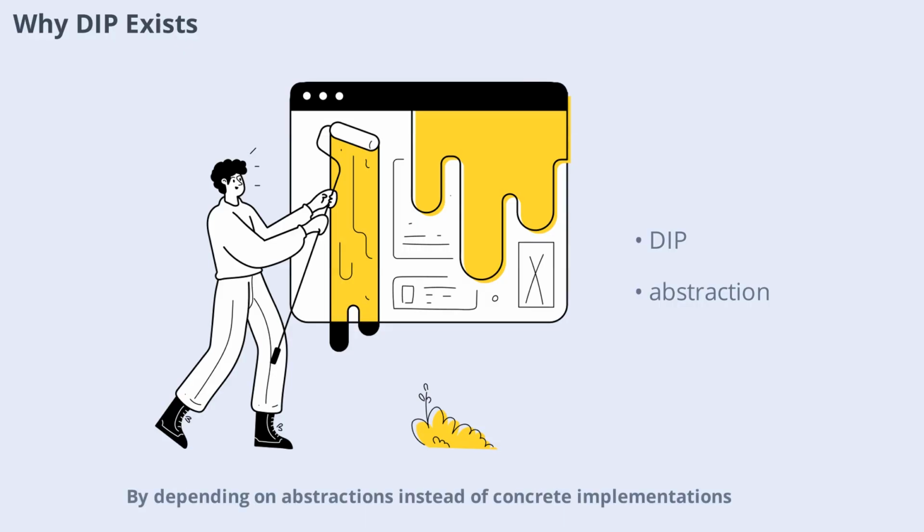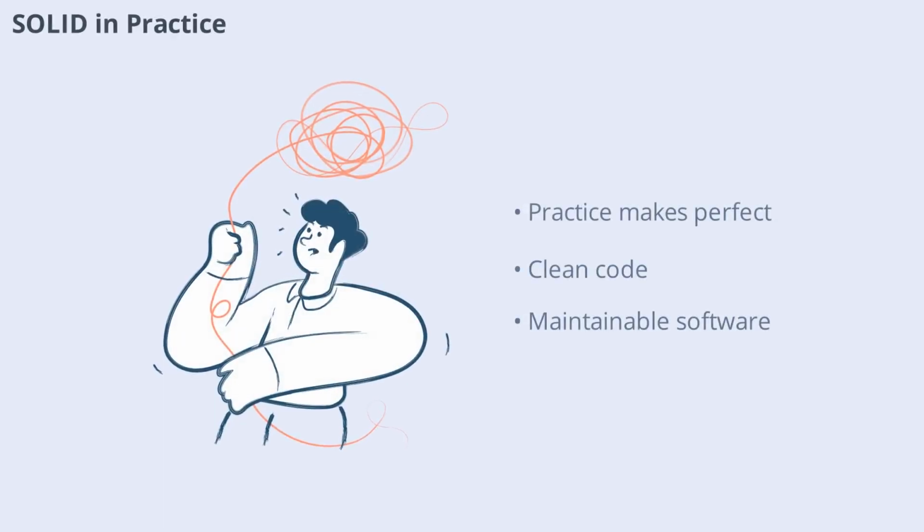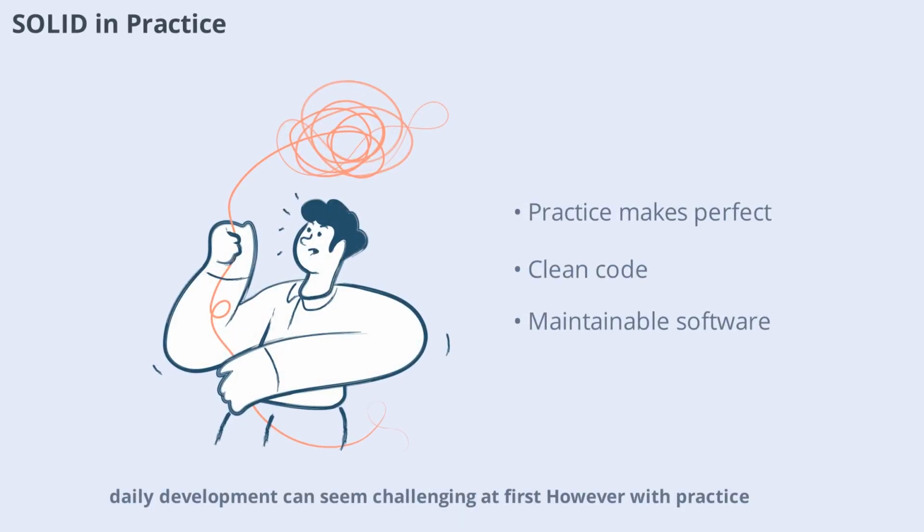By depending on abstractions instead of concrete implementations, you can easily extend or modify your system without breaking existing functionality. This principle is especially valuable in large, complex applications where change is constant. Applying the SOLID principles in your daily development can seem challenging at first. However, with practice, these guidelines become second nature. They help you write code that is not only functional but also clean, maintainable, and ready for future changes.